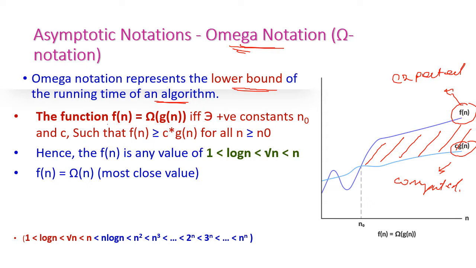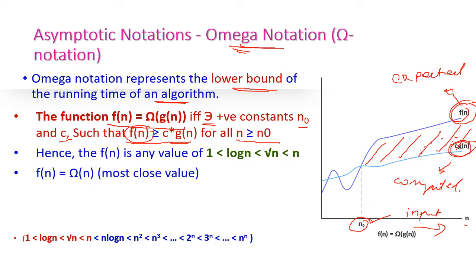Here the function f of n equal to omega g of n if and only if there exist positive constants n0 and c, any random value, such that f of n should be greater than or equal to c times g of n. So f of n is greater here. F of n is greater when compared to c times g of n for all n greater than or equal to n0. So n is input.